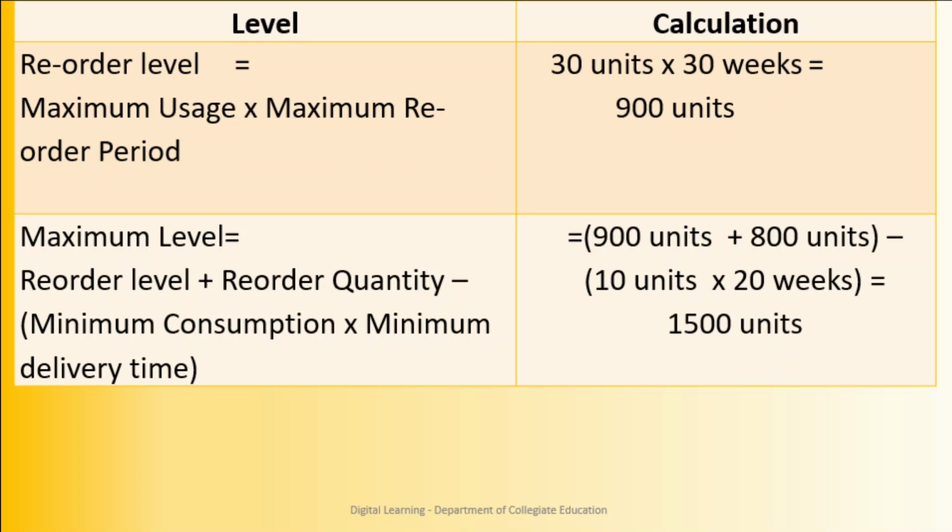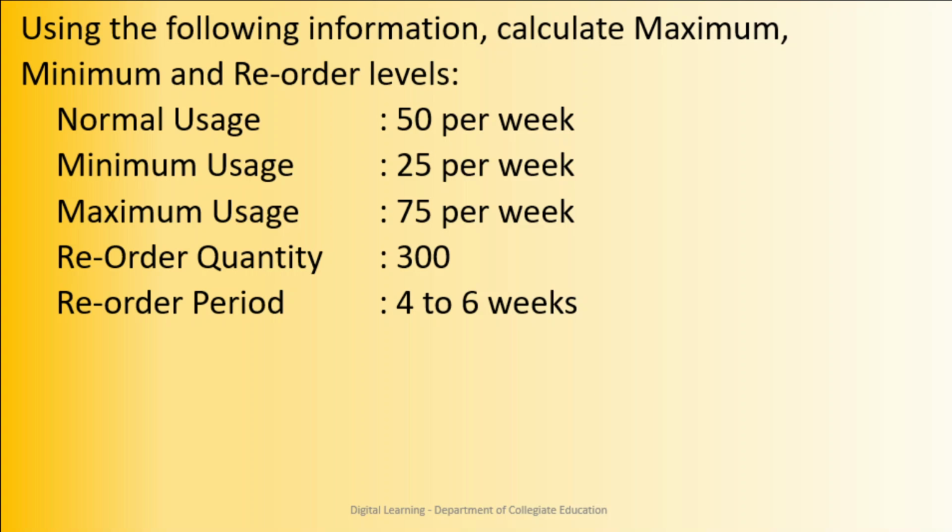The second problem. Using the following information, calculate maximum, minimum, and reorder levels. The data given is normal usage 50 per week, minimum usage 25 per week, maximum usage 75 per week, reorder quantity 300 units, reorder period is 4 to 6 weeks.